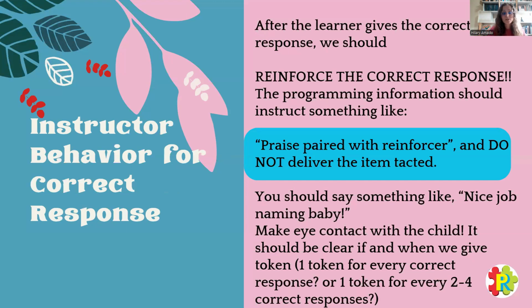After the learner gives the correct response, we should reinforce the correct response. And the programming information should instruct something like this: praise paired with reinforcer, and do not deliver the item tacted. You should say something like, nice job naming baby. Make eye contact with the child. It should be clear if and when we give a token. Are we giving 1 token for every correct response, or 1 token for every 2 to 4 correct responses?